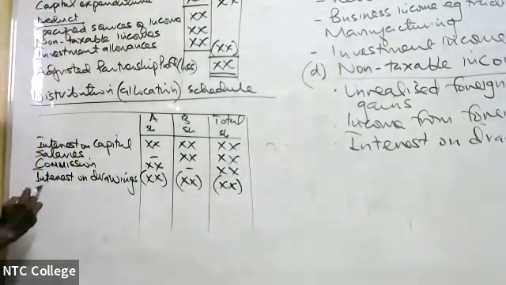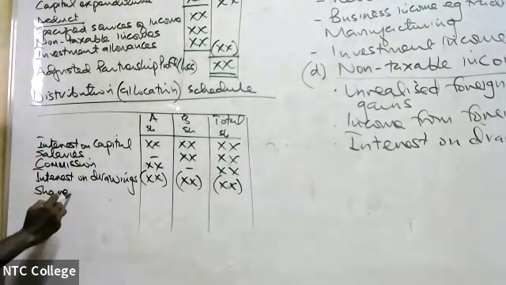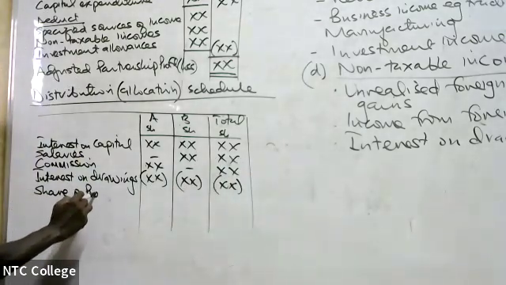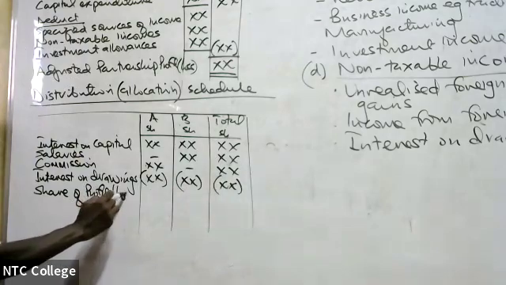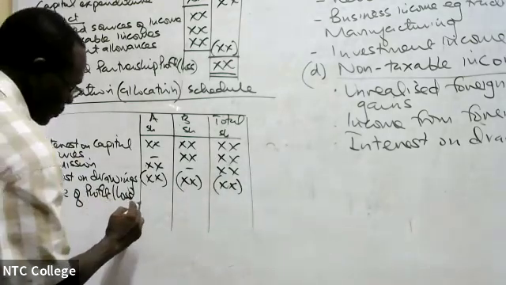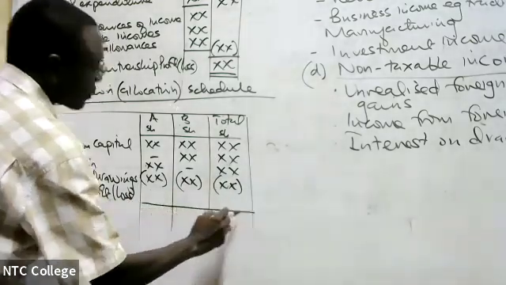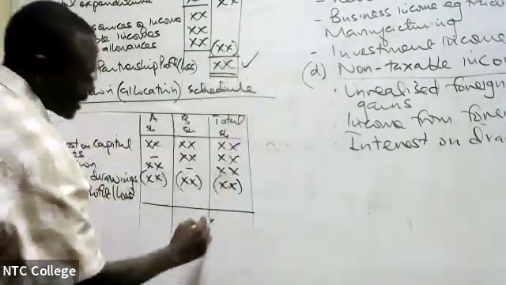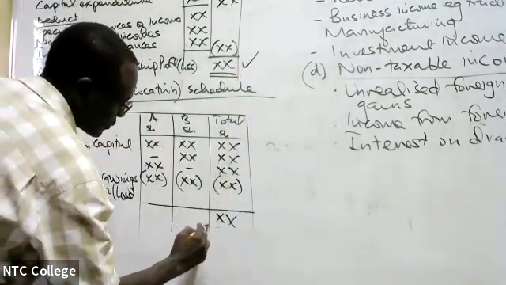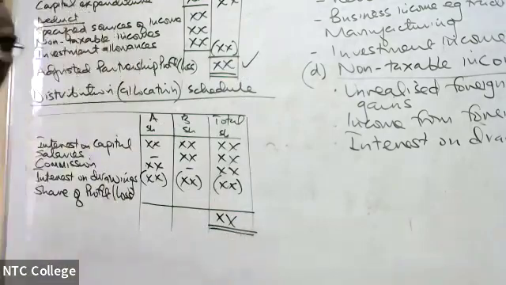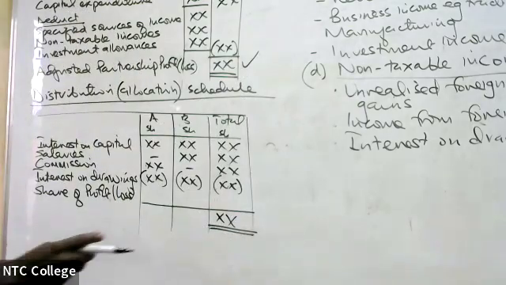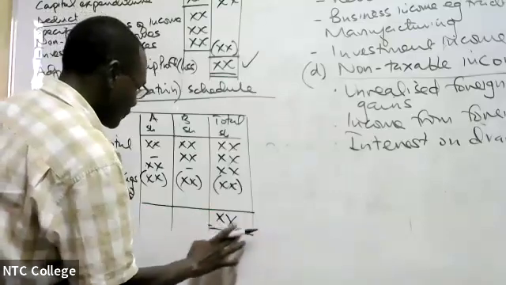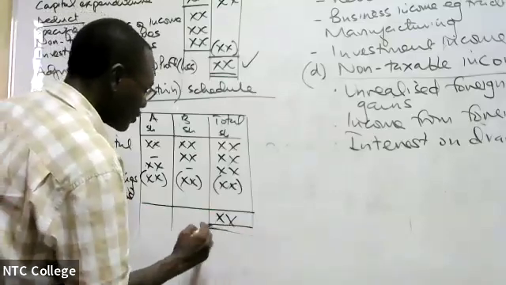Then you can look for share of profit or loss. You bring the same adjusted figure down here. Adjusted partnership profit is what we're using, and the total column.